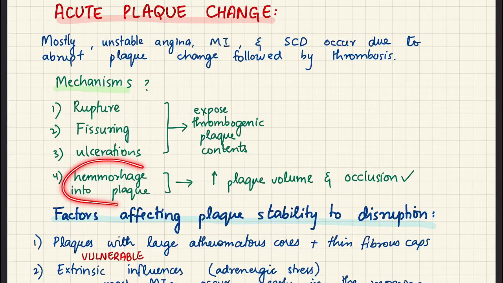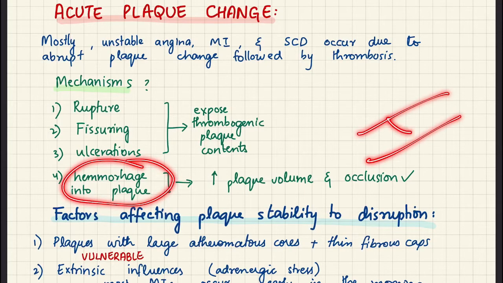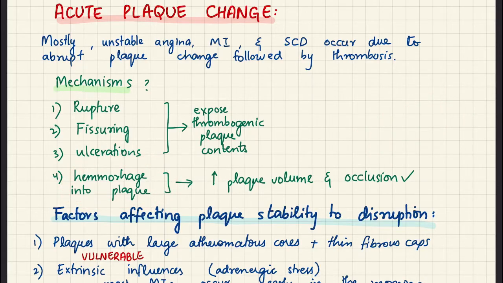And hemorrhage into the plaque: for some reason this plaque fissures or ruptures, and due to high blood pressure, blood starts flowing through the plaque, that will enlarge the plaque and cause occlusion of the vessel.